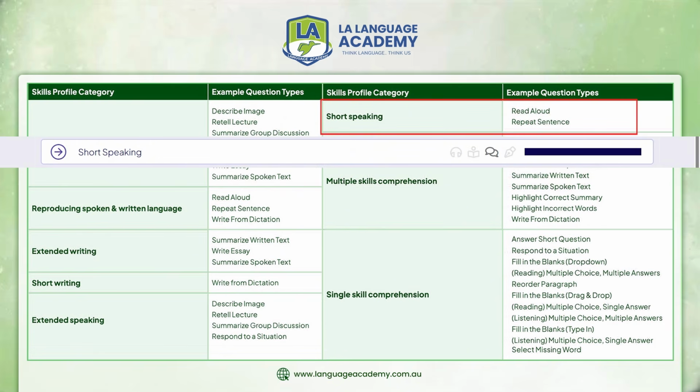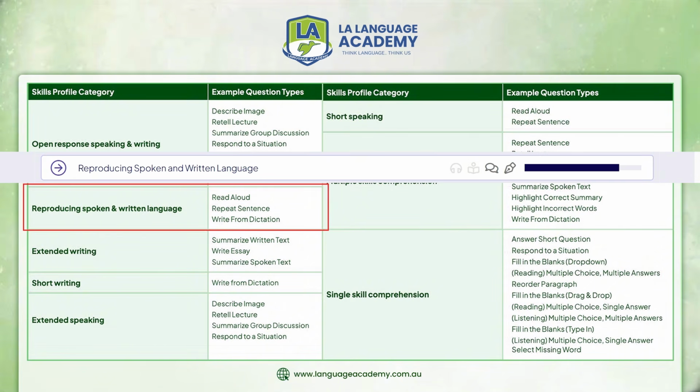Similarly, let's say your short speaking is full, meaning you have done well in your read aloud and repeat sentence. But what else do you need to work on? If you look at your reproducing spoken and written language, it includes read aloud, repeat sentence, and write from dictation.